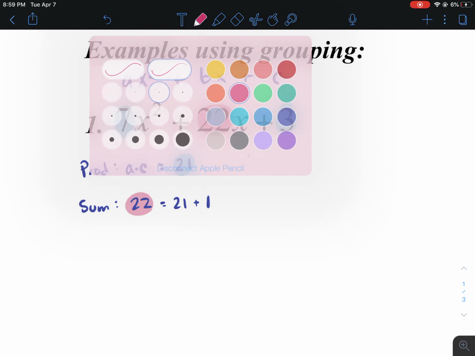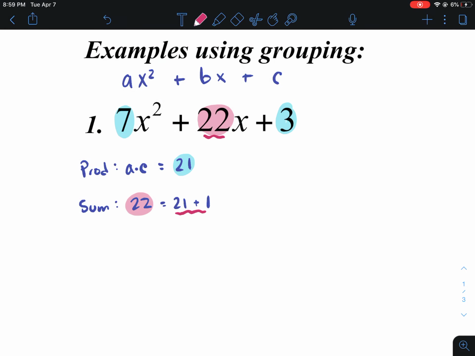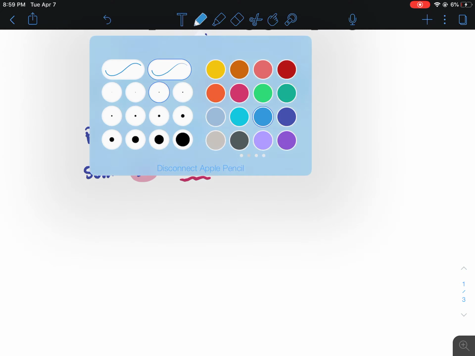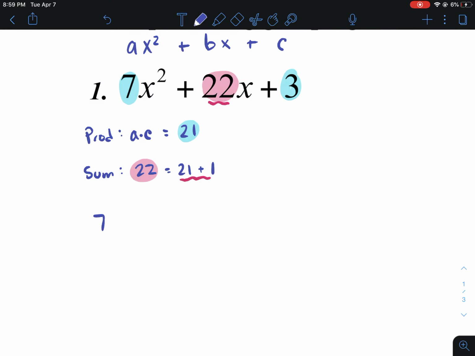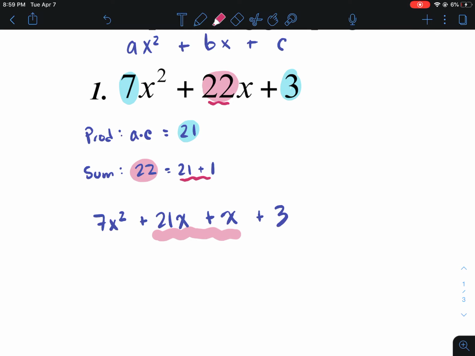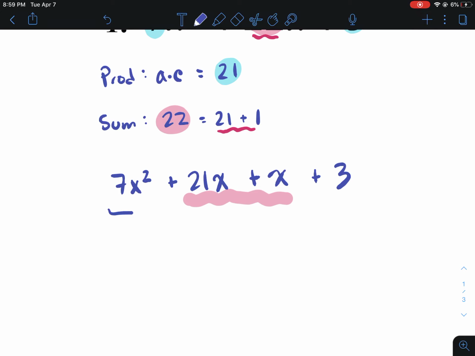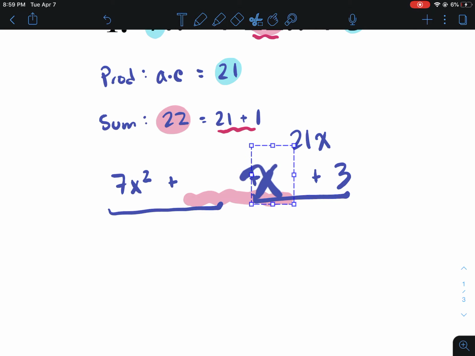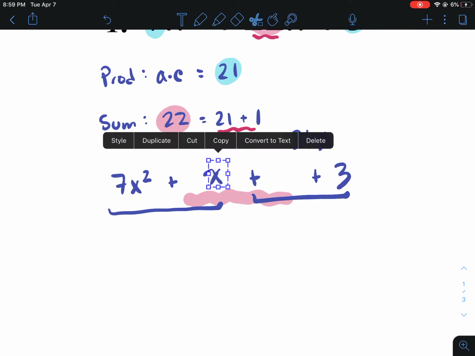So we're going to take this and use that to rewrite this 22. So let's rewrite our polynomial here. We get 7x squared plus 21x plus x plus 3, okay? And so if I combine these like terms, it's going to give us my 22x, but we want to split it up into 4 terms, okay? That's what we're doing here. So then we're going to split it up and take the GCF of each of these. Actually, for this example, it turns out a little different than the last one, so I'm going to switch these two.